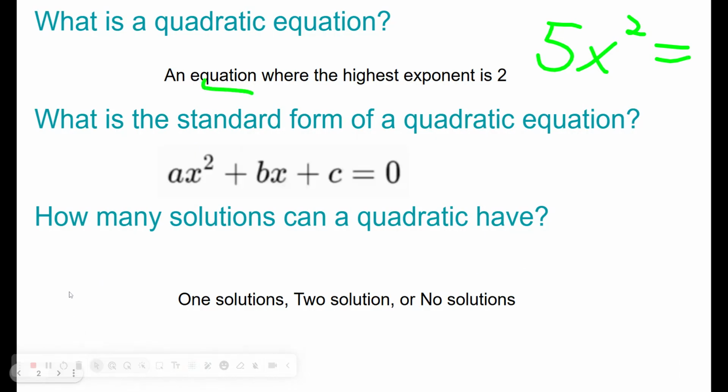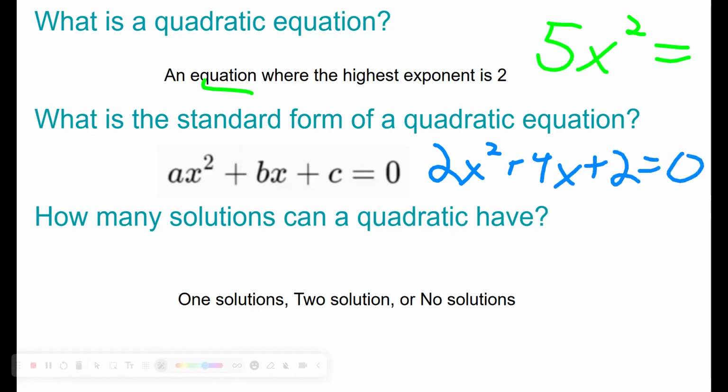What is the standard form of a quadratic equation? ax squared plus bx plus c. An example of that would be 2x squared plus 4x plus 2 equals 0. That's a quadratic equation that we can try to solve.